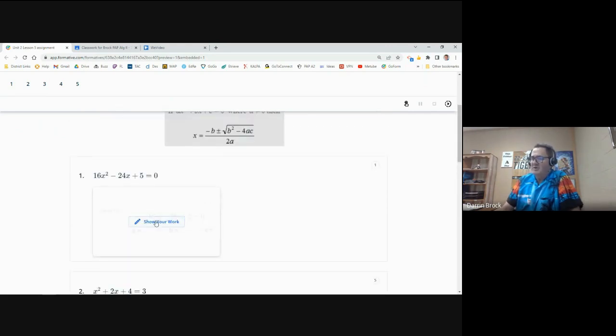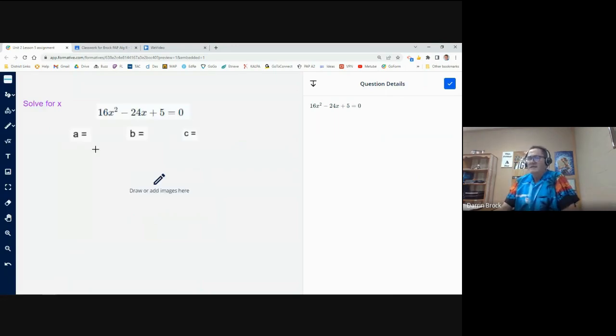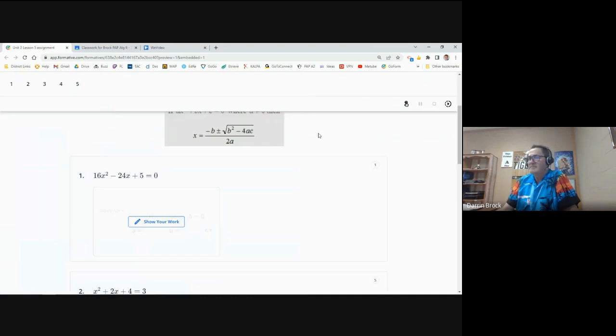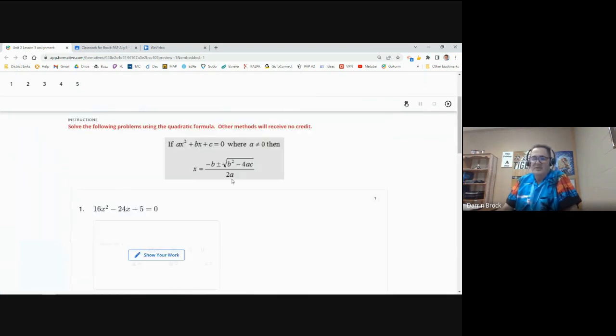I have show your work buttons. When you click on that, it'll remind you what is the a, what is the b, what is the c, so you can put those in there. You can type them if you want to by hitting the type button, so I can just type right there what it is. Or you can use your scribble and just use your pen to draw your answer. But show all your work and solve it for x. Tell me what the final x's are for that solution. So that's it. 5 problems, all with the quadratic formula.